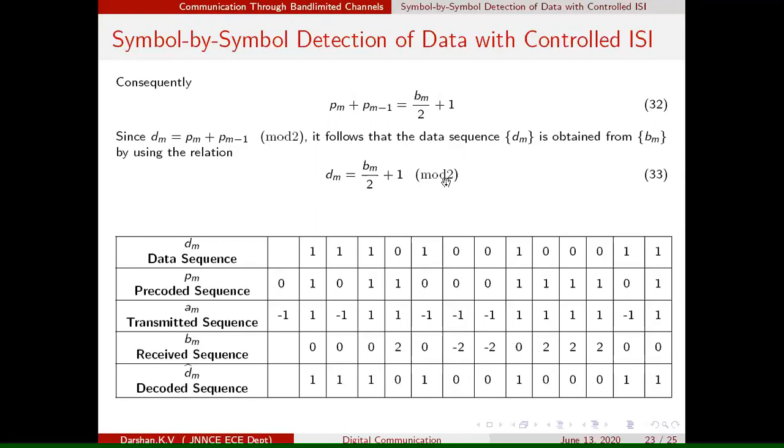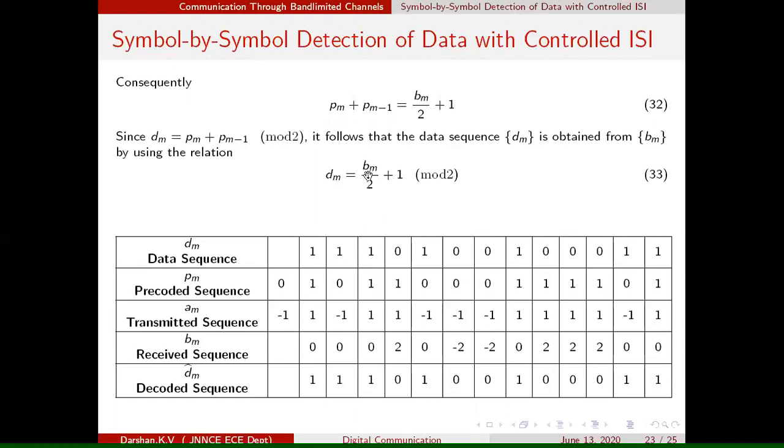This is very easy. Modulo 2 means, if you write the equation in this format, you calculate this quantity, that is Bm by 2 plus 1. If the number falls outside 0 and 1, then you need to perform the modulo operation. I will explain that with the example over here.